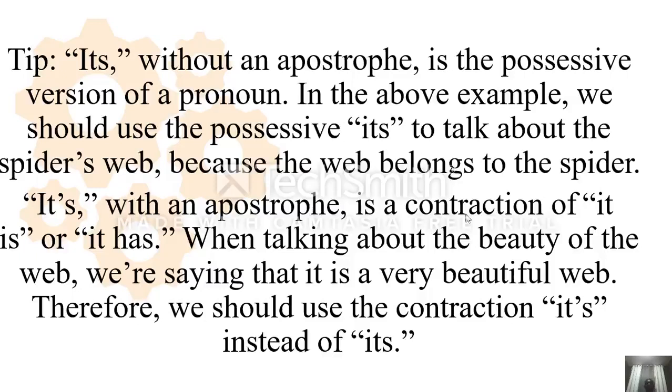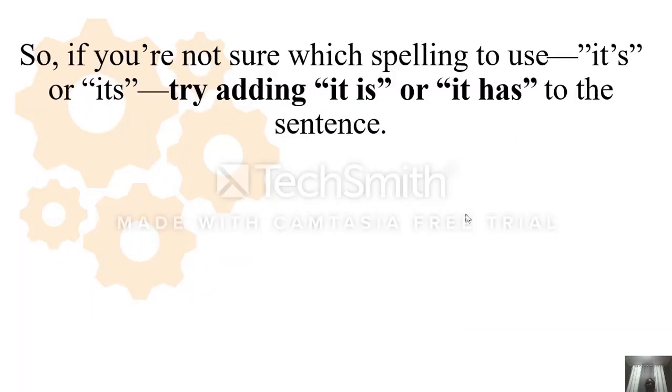So now I hope you've been able to see the difference between the its and the it's. Remember guys, its without apostrophe is a possessive version, while it's with an apostrophe is it is or it has. So next, if you are not sure which spelling to use, it's or its, try adding it is or it has to the sentence. When you're very confused, you're trying to write something, for example, maybe the spider web.